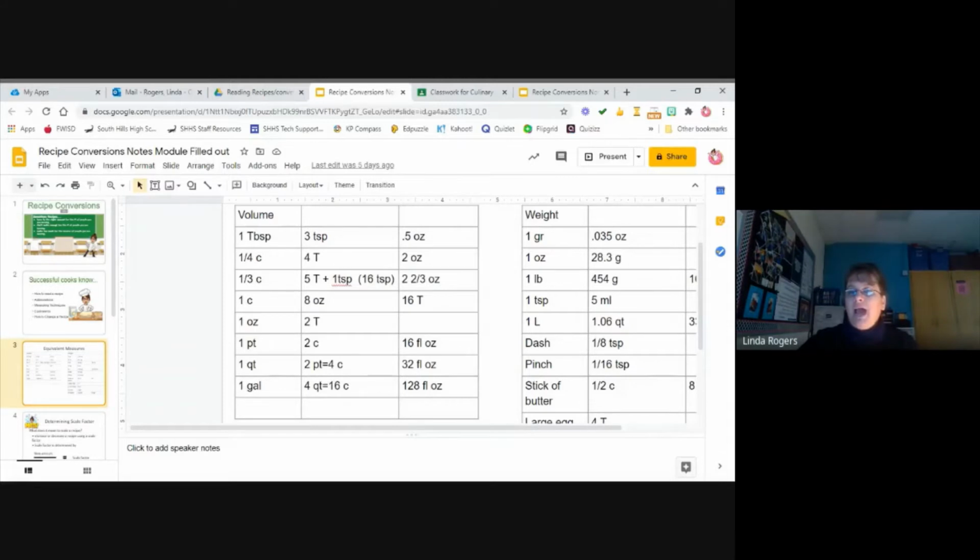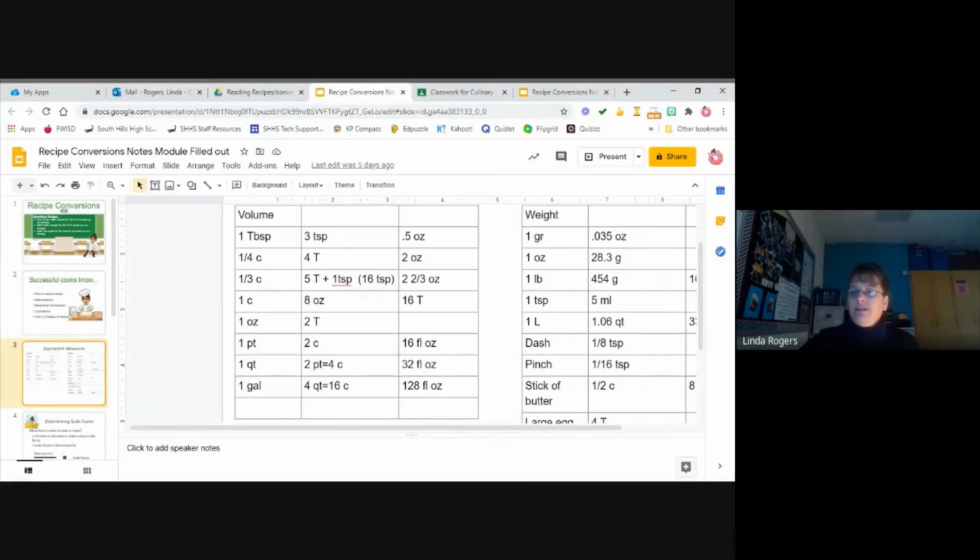Also, it is a half an ounce. So a tablespoon is equal to 3 teaspoons, and it's also equal to a half an ounce. 1/4 of a cup is equal to 4 tablespoons, which is equal to 2 ounces.